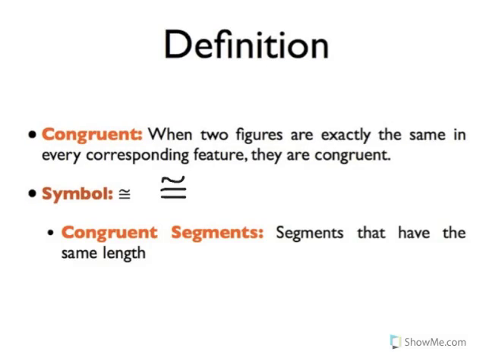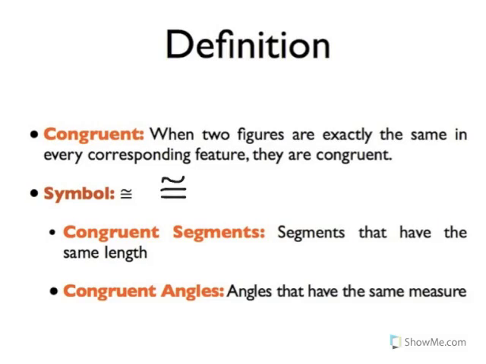Now, congruent segments are segments that have the same length. That's their only feature, so if it's the same between two segments, then the segments are congruent. And the only feature of angles is their measure. So congruent angles are angles that have the same measure.